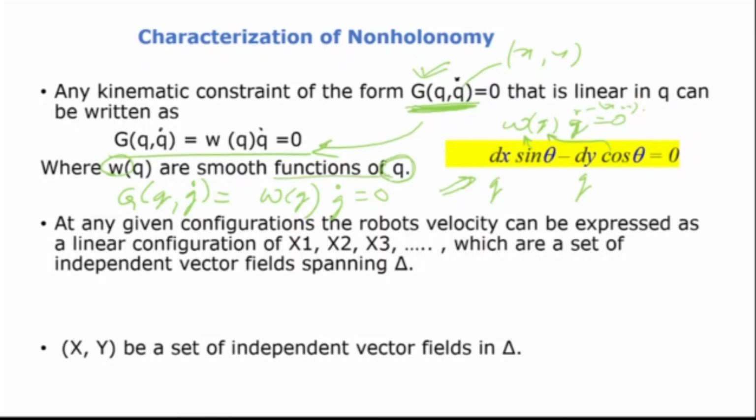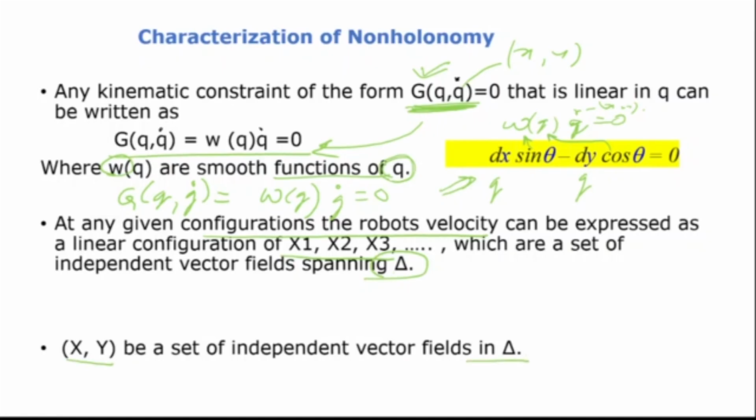So what we are seeing is that I can write the kinematic constraints of this form as W into q dot is equal to 0. And any given configuration of robot velocity can be expressed as a linear combination of x1, x2, x3, which are a set of independent vector fields spanning delta. Let xi be a set of independent vector fields in delta.